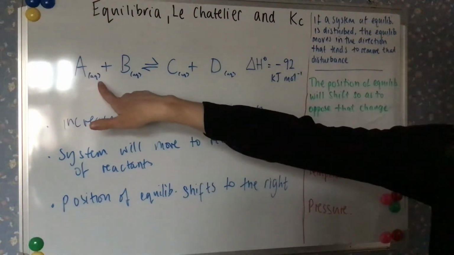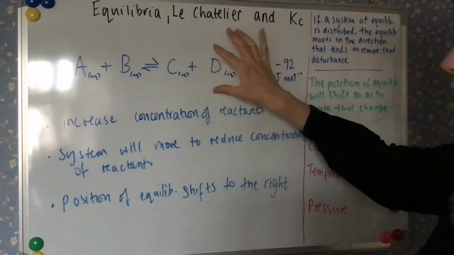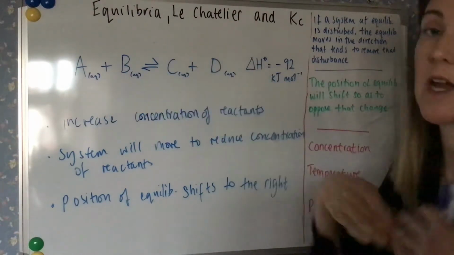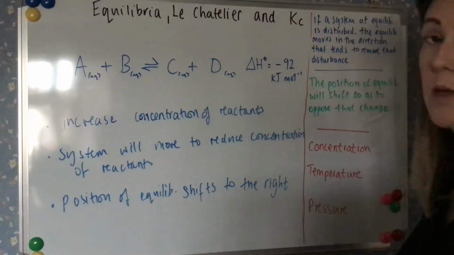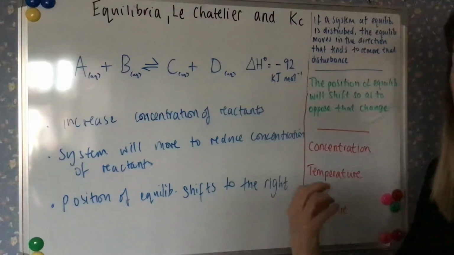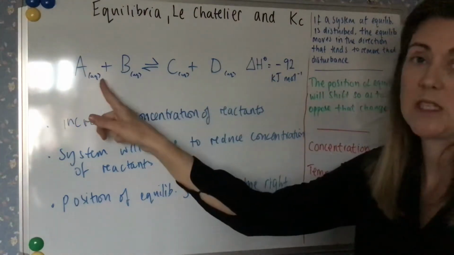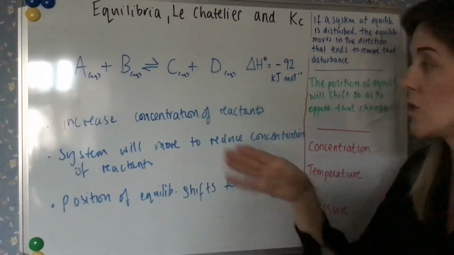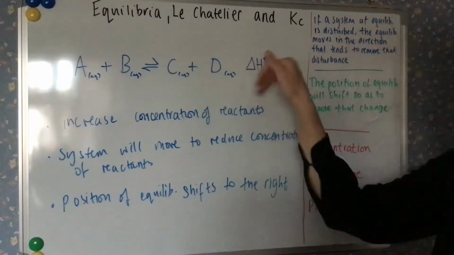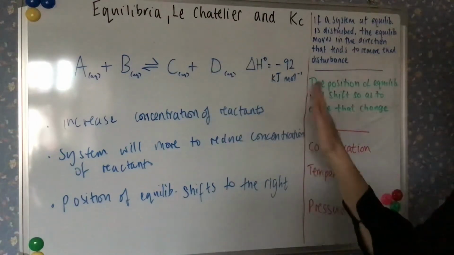Now, increasing the concentration of the reactants is going to be the same as if you decrease the concentration of the product. So if you start this reaction off it reaches equilibrium and you start to take away the C and D, take away the products because you need it for something, then that's the same thing as increasing the reactants here. So you remove the products here and you're going to start to make more of them. Again, that position will move to the right.